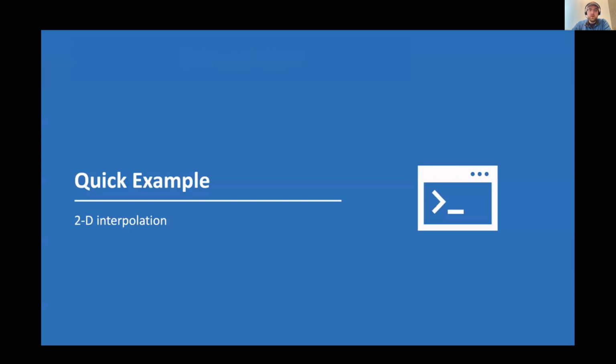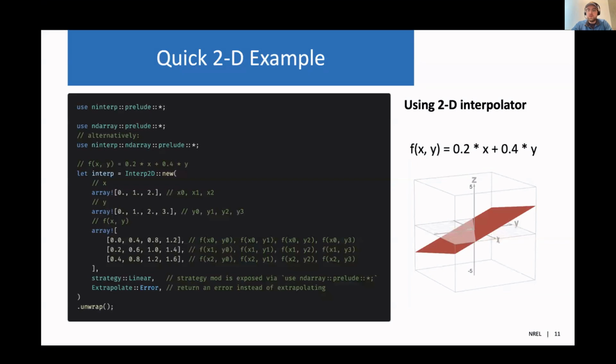I'll get into a very quick example. I'll just show 2D interpolation with that fixed dimensionality interpolator, and then I'll do the same example, but with an n-dimensional interpolator. So here's the basic code. We'll just model this 2D plane here on the right.